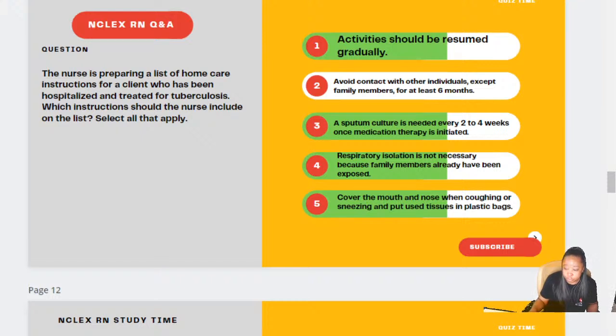First, the patient has to follow the medication regimen exactly the way the doctor prescribed it. Okay, very important. And the patient has to be very compliant to the medication, to the prescription. Okay, so let's go to the next one.